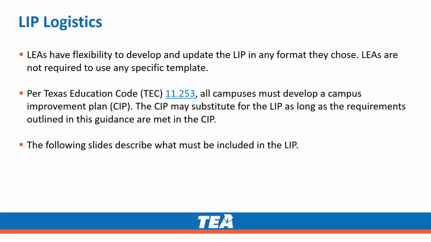Per the Texas Education Code, all campuses must develop a campus improvement plan regardless of their rating. And so if a campus that receives an ATS or TSI federal accountability label wants to include the local improvement plan in their campus improvement plan, that is more than fine, as long as the requirements outlined in this guidance are met in that plan. And we will get into what those requirements are in the following slides here.